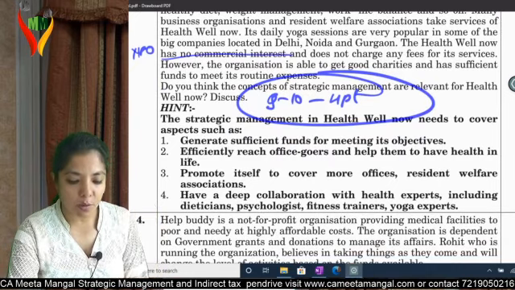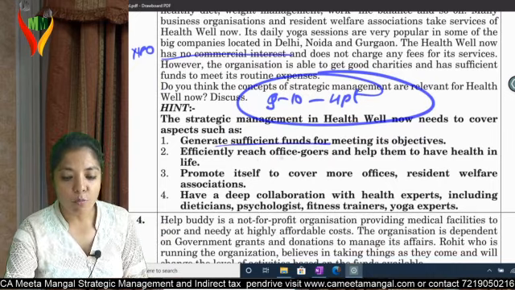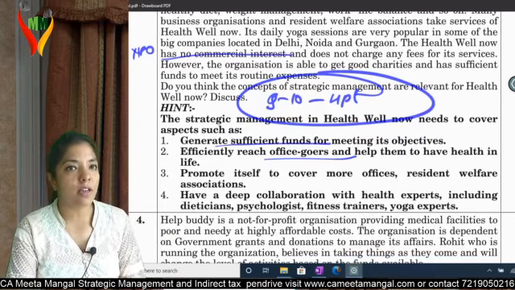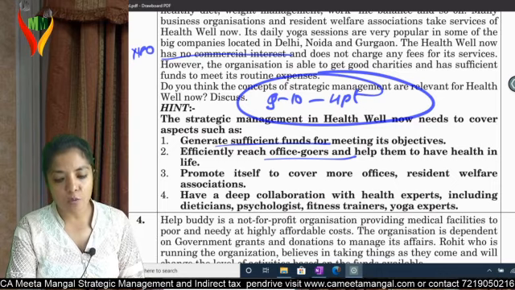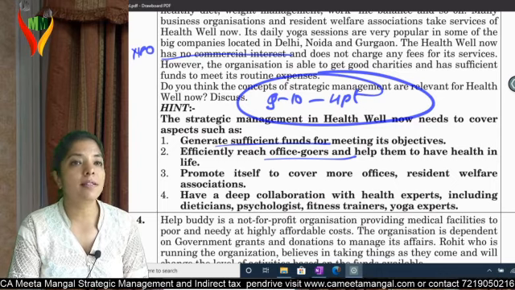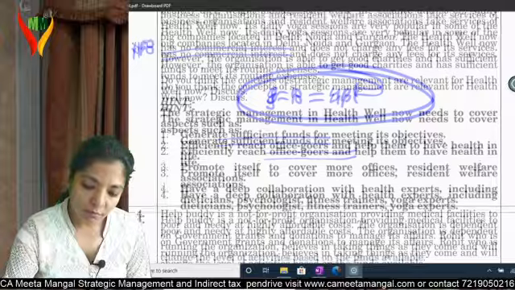Needs to cover aspect Y, sufficient funds to meet the objective, efficiently reach more office goers, promote itself to more offices, to more resident welfare associations, and have a deep collaboration with health experts including dietitians, psychologists, fitness trainers, and yoga experts. Again, this is a general answer. Am I clear? Fourth question.